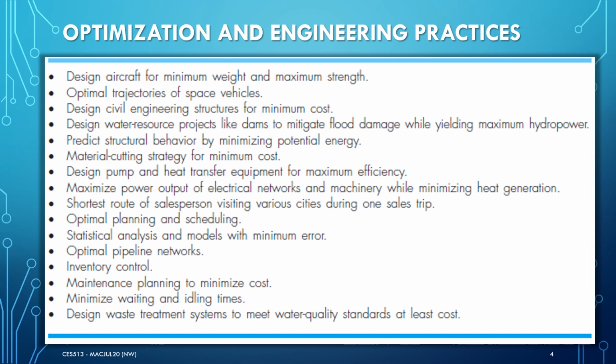Among the problems related to civil engineering are: design civil engineering structures for minimum cost, design water resource projects like dams to mitigate flood damage while yielding maximum hydropower, predict structural behavior by minimizing potential energy, statistical analysis and models for minimum error, maintenance planning to minimize costs, minimize waiting and idling times, especially for construction projects, and design water treatment systems to meet water quality standards at least cost.